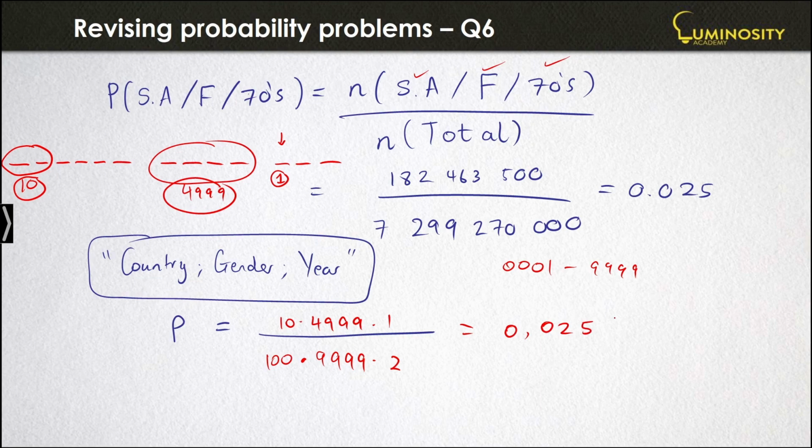So 3 decimal places there. Okay, so those are the 2 different ways we could have done this: through pure logic, or by reasoning and simplifying the problem down to the specific variables that we were looking at.